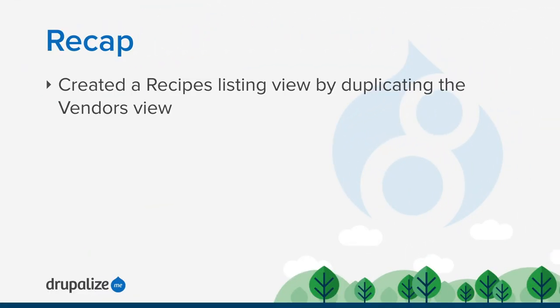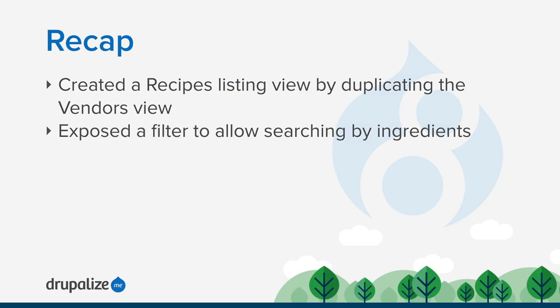In this tutorial, we duplicated the vendor's view and changed its configuration in order to display recipe content items to our users. We also added an exposed filter to our view so that users can search for recipes by ingredients.